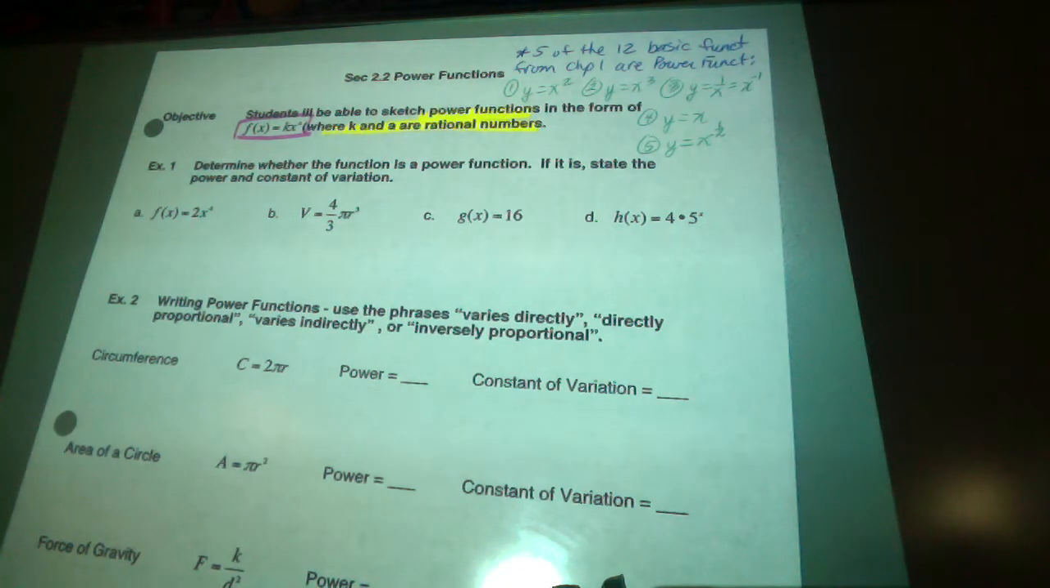So any root, any nth root, is a power function. So if I asked you for the 8th root of x, that would be x to the 1/8. Any nth root, odd, even, it can be written as a power function. Okay? So k is your constant of variation.